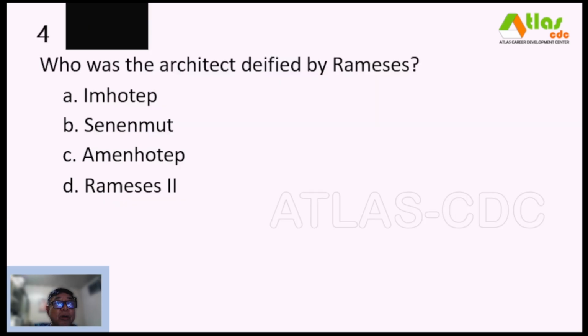Number 4. Who was the architect deified by Ramesses? A. Imhotep, B. Senenmut, C. Amenhotep, and D. Ramesses II.